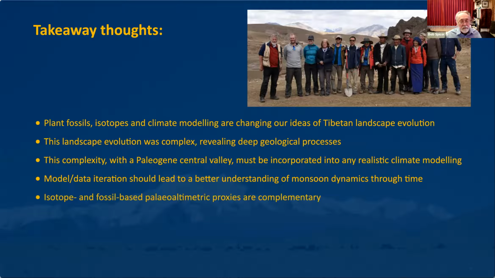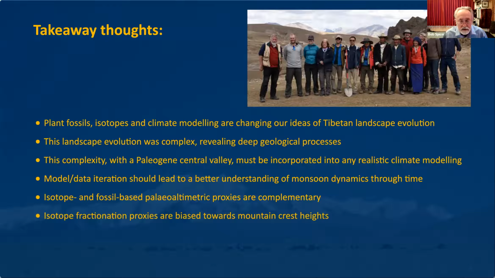Isotope fractionation proxies are biased towards these mountain crest heights, but they can also give a phantom plateau in complex terrains that include valley systems. And fossil pollen paleoaltimetric proxies are highly problematic. Pollen can be transported over long distances, upslope, downslope, and all over the place. I would not touch pollen as an indicator of ancient surface heights.